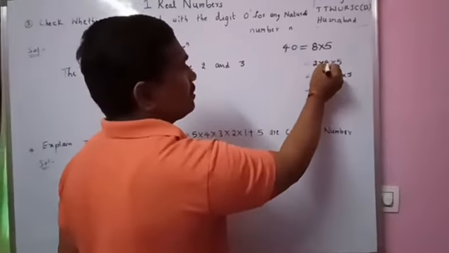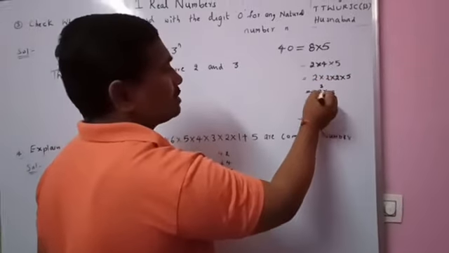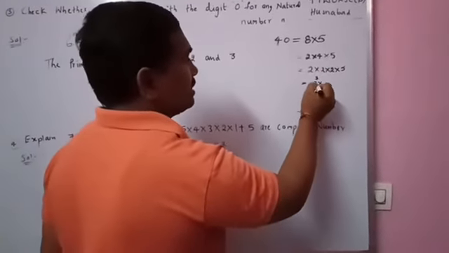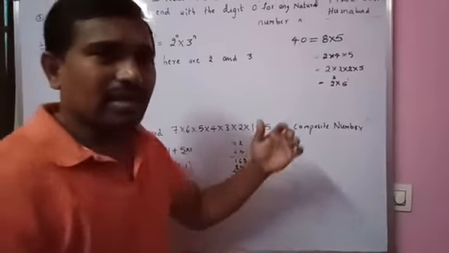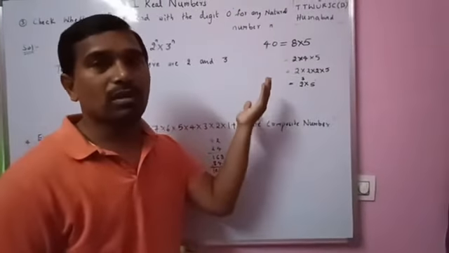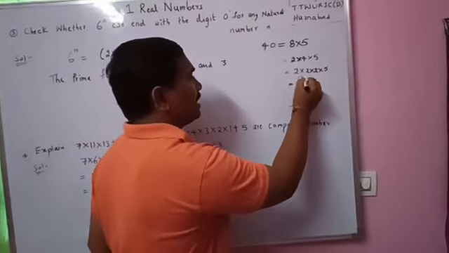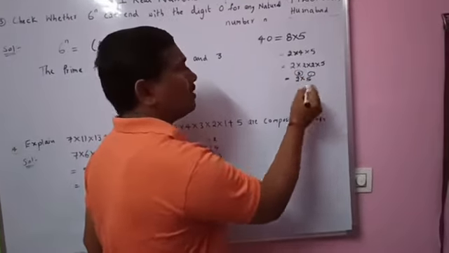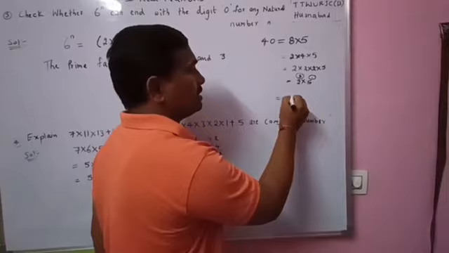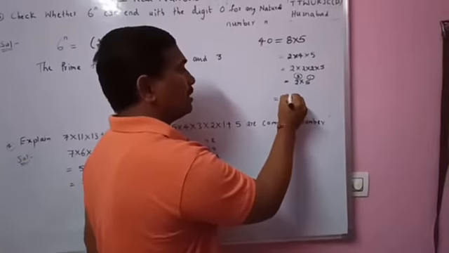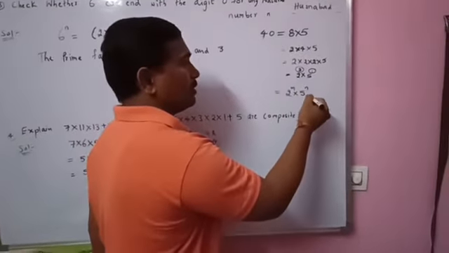8 can be written as 2 into 4. Again 4 is not prime, so 2 into 2, 2 multiplied 3 times: 2 power 3 into 5. See, this is 2 power 3 into 5 power 1. So if you take any number ending with 0, that number can be written as 2 power something, any natural number, and 5 power something, any natural number. So any number that ends with 0 can be written as 2 power m into 5 power n.